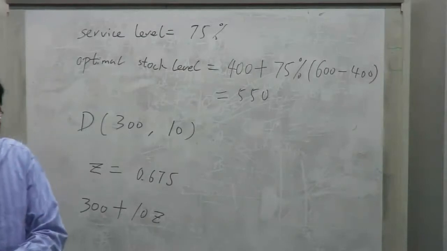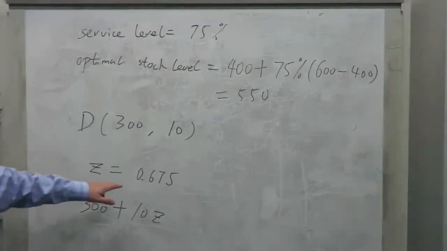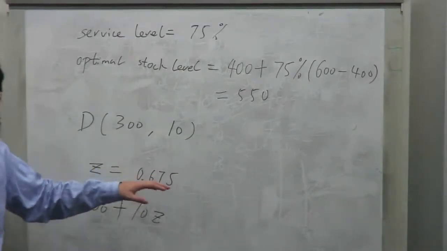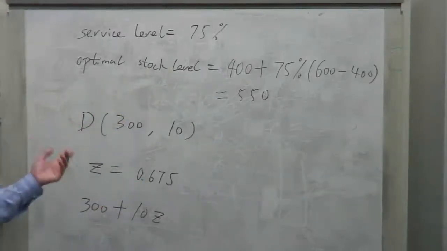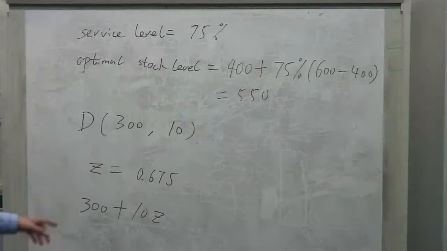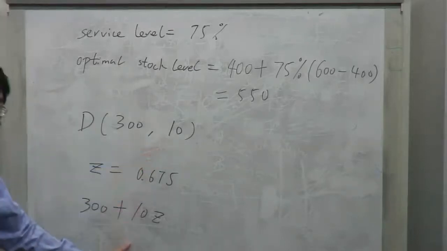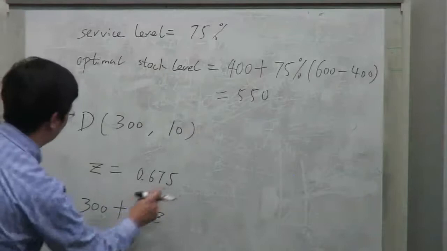Then we know that this is the z value corresponding to the standard normal distribution, which means mean equal to 0 and standard deviation equal to 1. And if you have 0.675, you get 75%. But here we have a non-standard normal distribution. We know that from this statistics course, right? We have to transfer it back to this normal distribution. We use mean plus standard deviation 10 times the z value we already got from this standard normal distribution table.